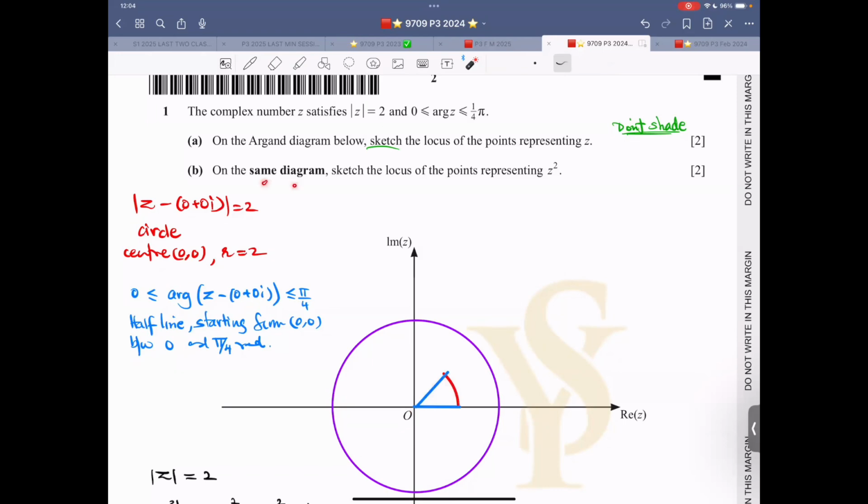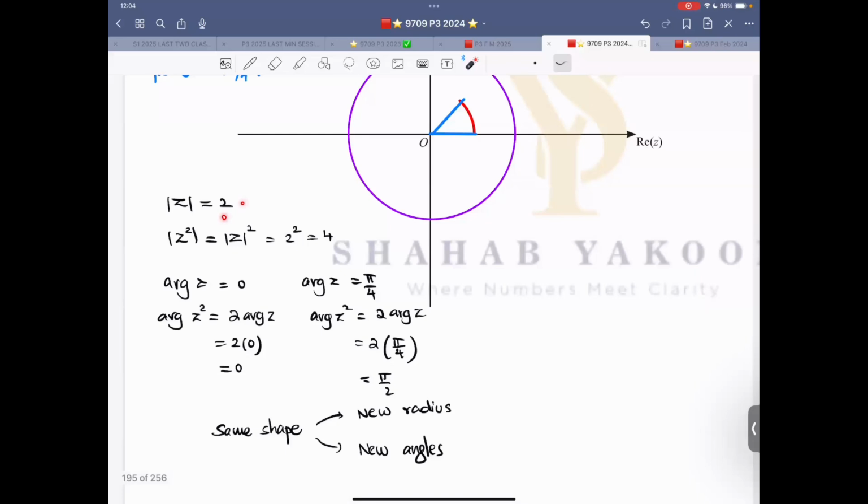Now it says on the same diagram, sketch the locus of z squared. Modulus of z is 2. Modulus of z squared is modulus of z squared, which comes out to be 4. Argument of z is 0. Argument of z squared is 2 times argument of z. So these are the properties of modulus argument form regarding multiplication, division, and power rule.